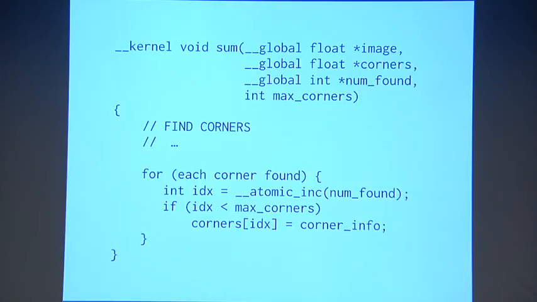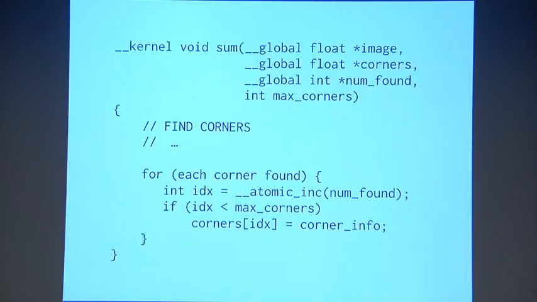Okay, so we have an image. We have some buffer to store the corners. That's the output buffer. We have a global integer, which we've allocated on the host, so it's a location in memory. We have a pointer to it. It's the number found. And we have some maximum, which is the size of our output buffer.